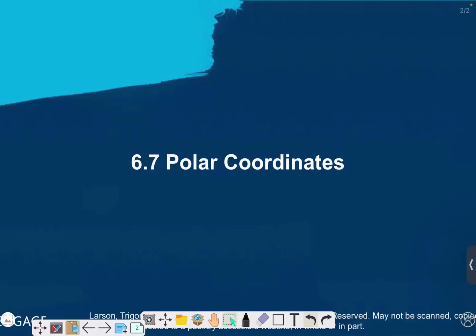All right, so last section, we are just going to get an introduction to polar coordinates. So we're going to talk about how to plot points in the polar coordinate system and how to convert between our rectangular coordinate system and polar coordinates. So how to convert between rectangular form and polar.